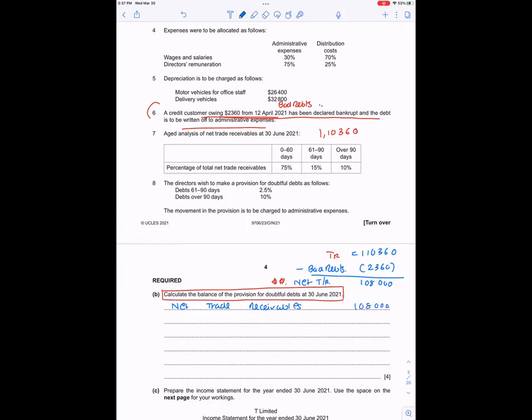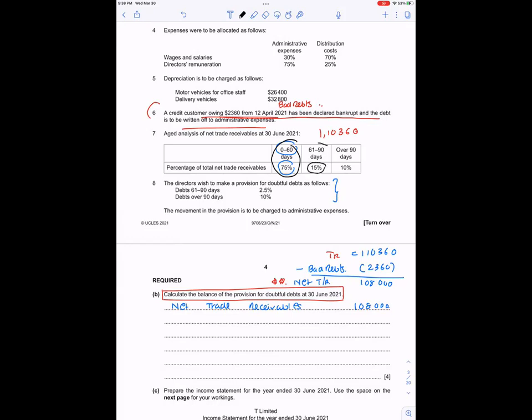Come on, how to proceed? 75% of my trade receivables are 0 to 60 days. Do you create any PDD for 0 to 60 days? No. Any PDD for 0 to 60 days? No.